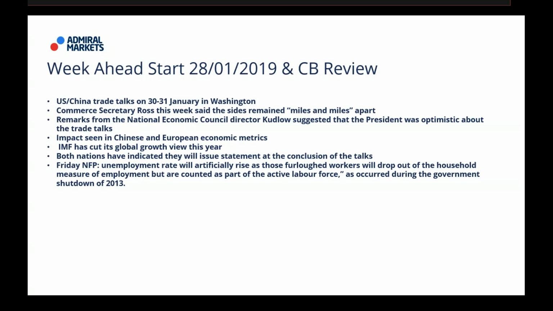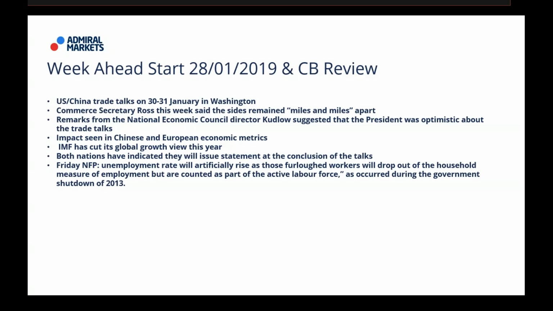Then we had Commerce Secretary Ross. He introduced some volatility into the market last week by stating that both sides are miles and miles apart from getting to a deal. And then we had remarks by Kudlow. He suggested the president was optimistic. Can't even repeat what the president says because he talks like a 6-year-old. It's unbelievable. And then we have the impact from the trade war, especially to be seen in the Chinese and the European economic metrics. Europe is really suffering based on this trade war. IMF already last week moved to cut their global growth view for this year. It's looking bleak, guys. Both nations have indicated they will issue statements at the conclusion of the talks.